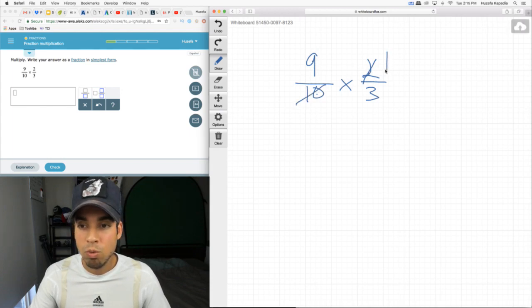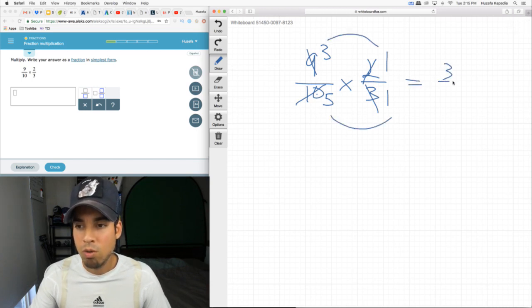2 divided by 2 is 1. 10 divided by 2 is 5. What about the 9 and the 3? Well, they can both be divided by 3. 3 divided by 3 is 1. 9 divided by 3 is 3. And now look, we've got a really easy multiplication problem. It's 3 times 1 and 5 times 1, which is 3/5.